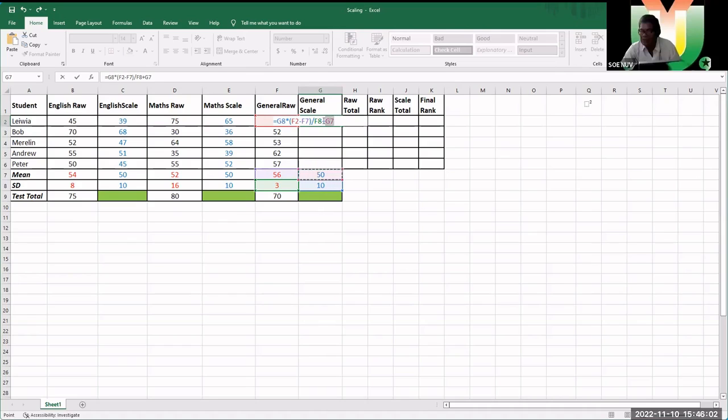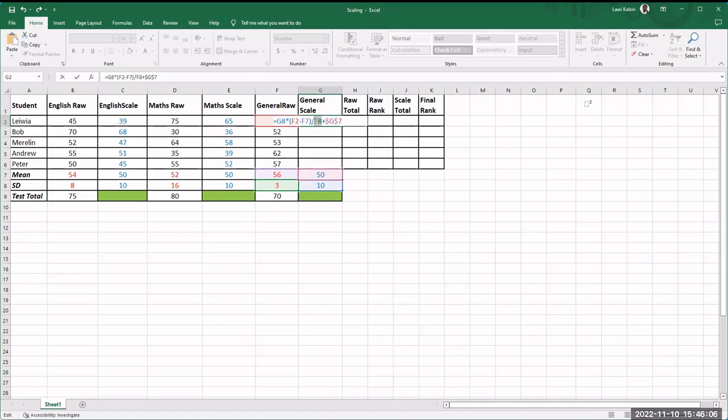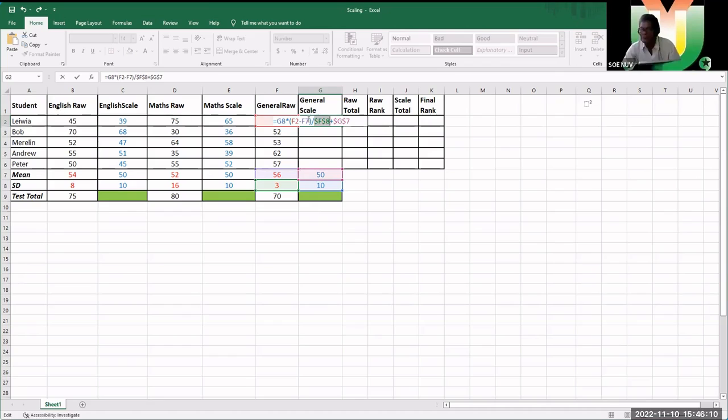We highlight T7, F4, F8, F4, and F7 is the average of the test, F4, and then T8, which is 10. It's a common standard deviation. Okay, and when we enter, now you have this score. 54 is 44 for Lewia.